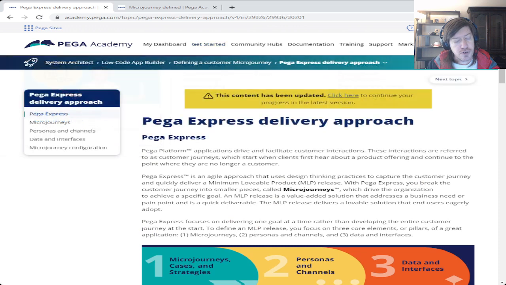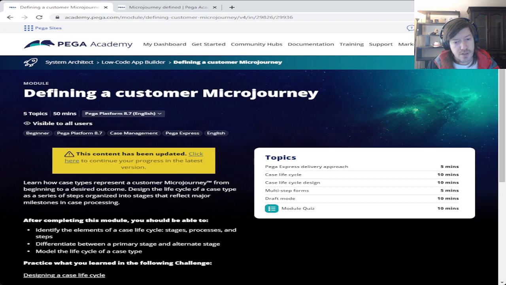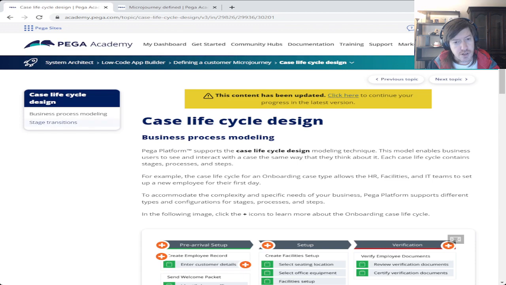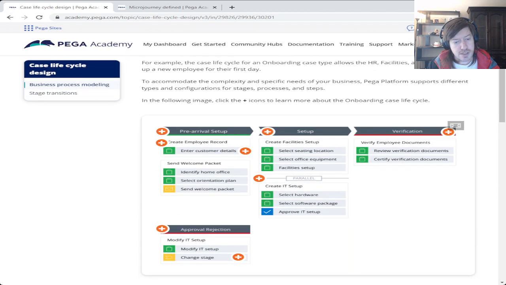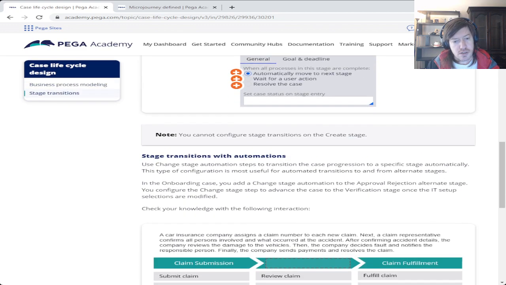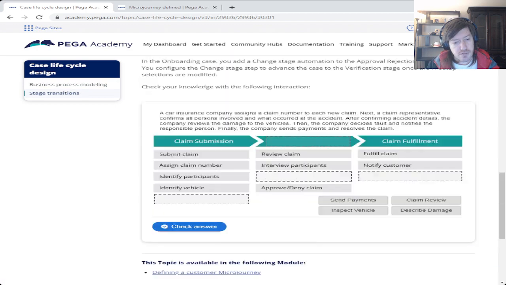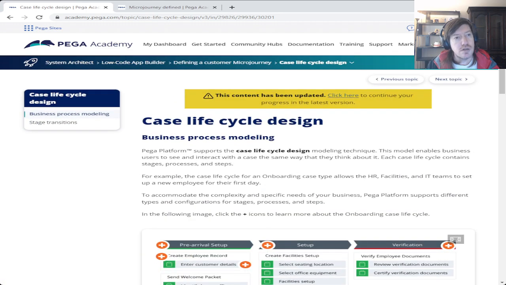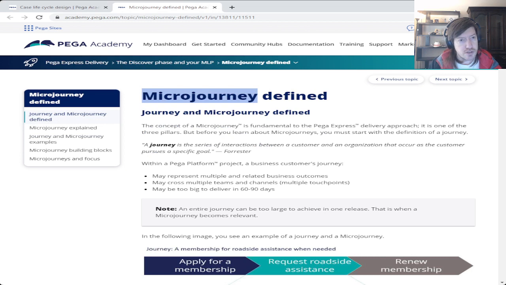So before we get into the case lifecycle design, which is the next topic that we need to cover, and there's quite a bit there, let's go through the microjourney defined here.